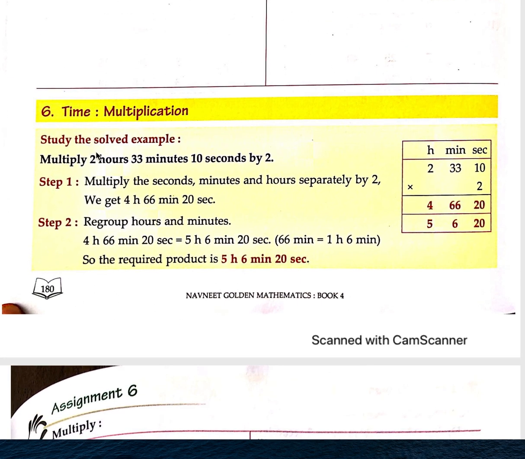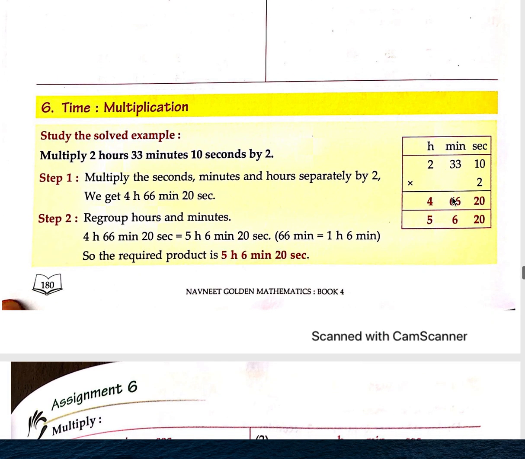So let us solve. Multiply seconds, minutes and hours separately by 2. So we get 4 hours, 66 minutes and 20 seconds. Our sum is 2 hours, 33 minutes, 10 seconds into 2. First we will multiply normally: 10 into 2 is 20, 33 into 2 is 66, and 2 into 2 is 4. Then we have 66, and as we had done in subtraction and addition, when this goes over 60, we add 1 to the next column. So here in hours, we add 1 and this becomes 5.